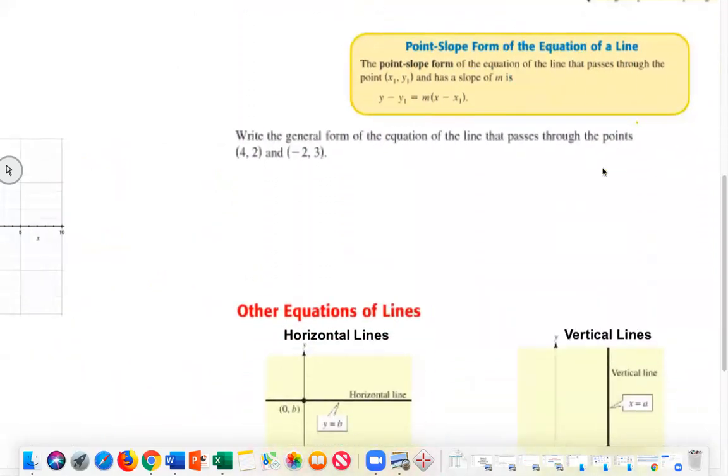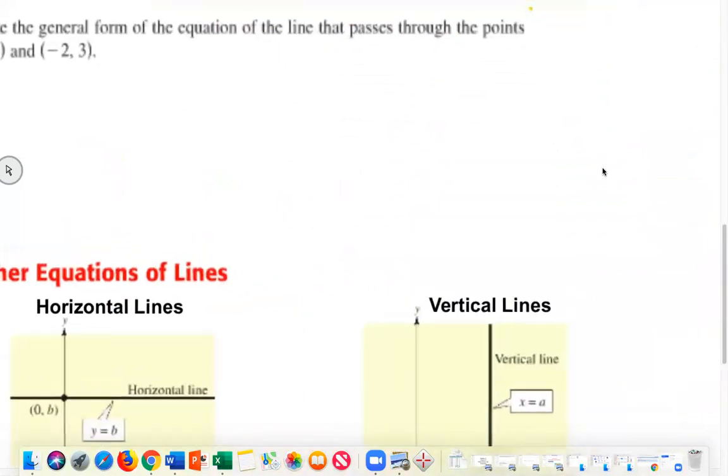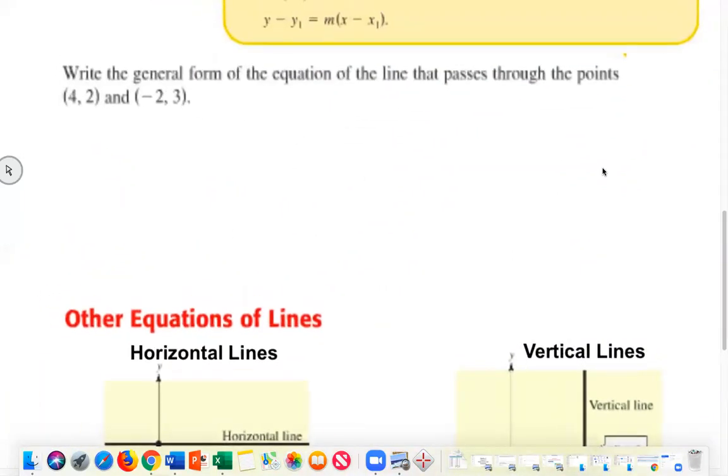All right. Now for the fun stuff. Now it says write the general form. Anybody know what the general form is? There's 3 forms for writing the equation of a line. First, slope-intercept form: y equals mx plus b. Then there is point slope: y minus y1 equals m times the quantity of x minus x1. This is point slope. Then there's general. Have you ever heard of general? But you have. You've seen it.